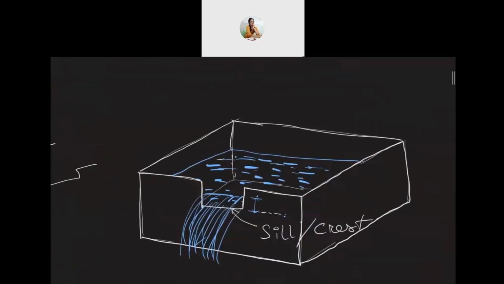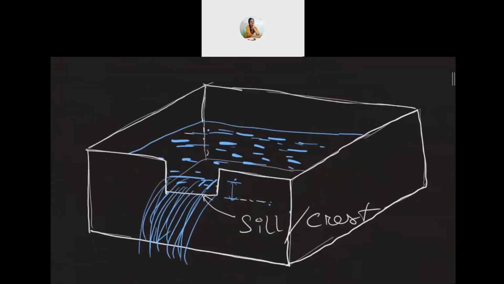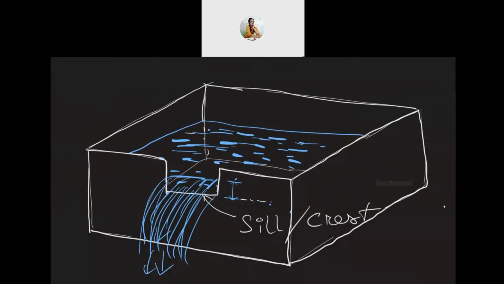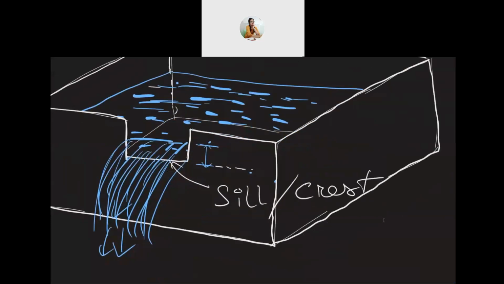But in our case, the notch will be something like this, where you'll have water here, and over the notch, water will flow out of this. If you look at it, the rate of flow will depend on how much water is above the sill level of the notch. This is called the sill. We can also call it the crest.